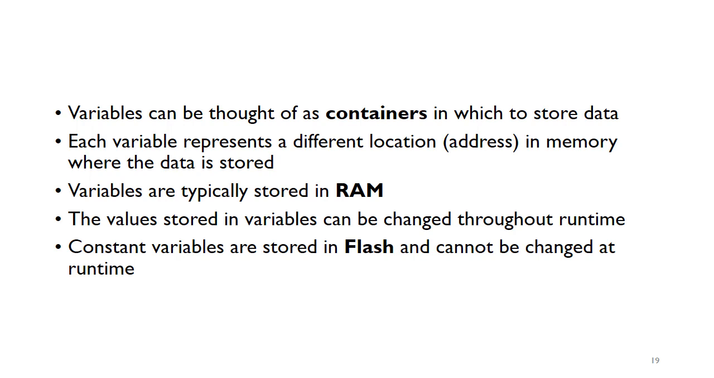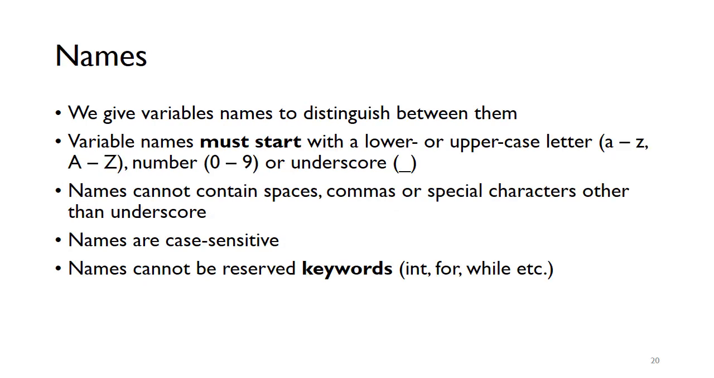But there's another type of variable, what we call constant variables. These are stored in flash memory and cannot be changed at runtime. When we use variables, we need to give them names to distinguish between them, and there are various rules that we must follow.